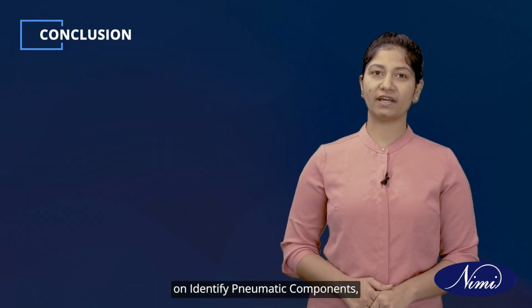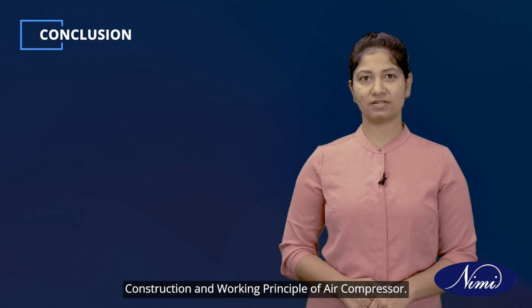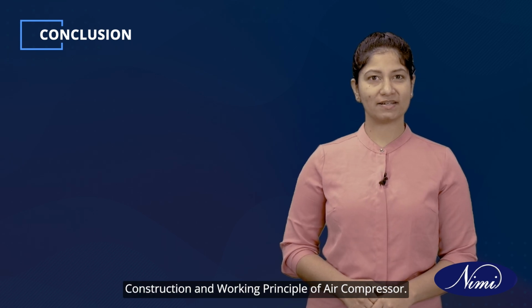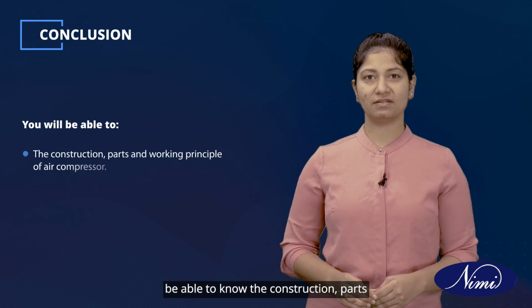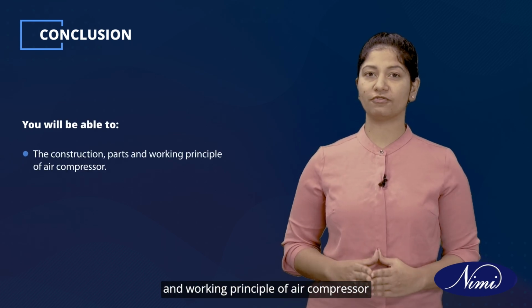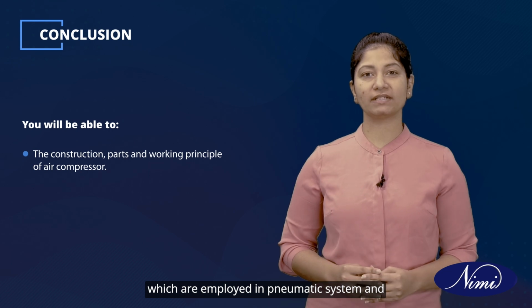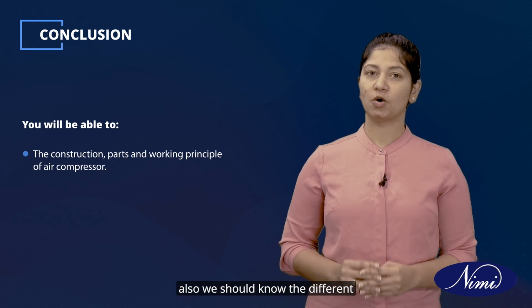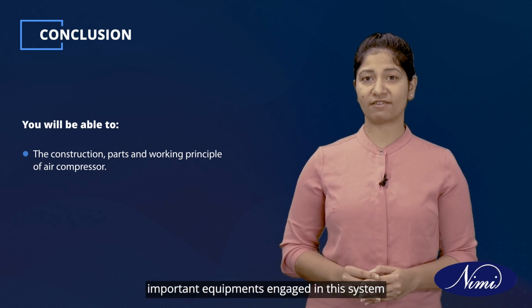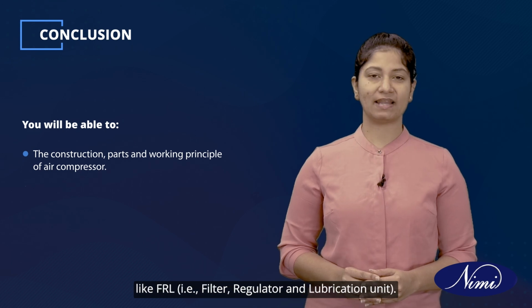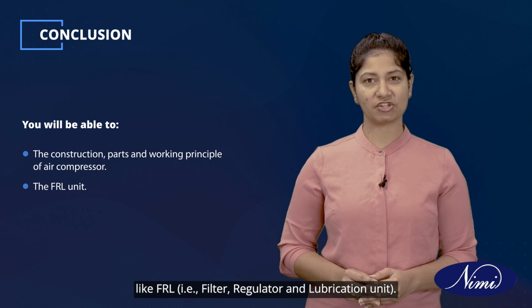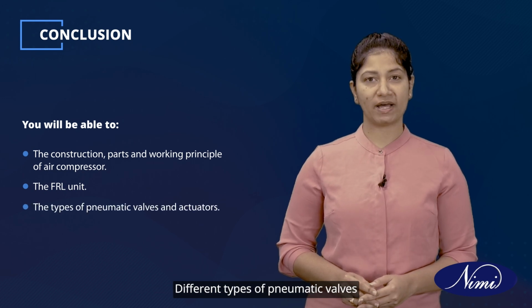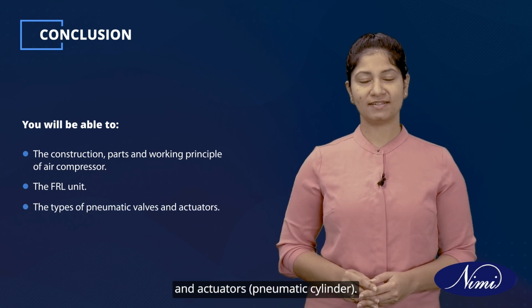We have reached the end of this session on Identify Pneumatic Components, Construction and Working Principle of Air Compressor. By now, you should be able to know the construction, parts and working principle of the air compressor which is employed in pneumatic systems, and also we should know the different important equipment engaged in this system like FRL, that is filter, regulator and lubrication unit, different types of pneumatic valves and actuators, and pneumatic cylinders.